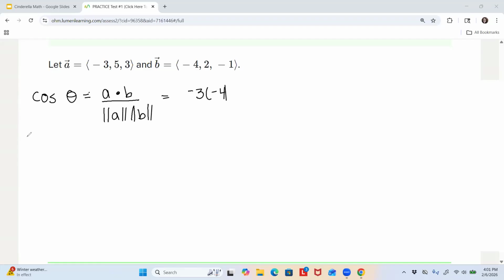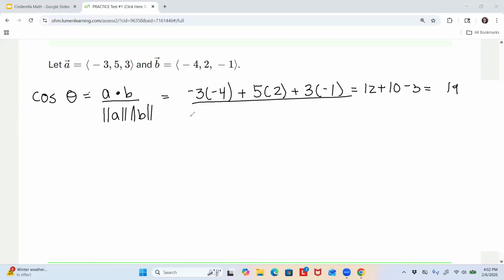My pen's going. I will go ahead and finish this one, then I'll have to restart yet again. Plus 5 times 2 plus 3 times negative 1. And so that would be 12 plus 10 minus 3. So 22 minus 3, so 19. And on the bottom, we would have square root of negative 3 squared plus 5 squared plus 3 squared.